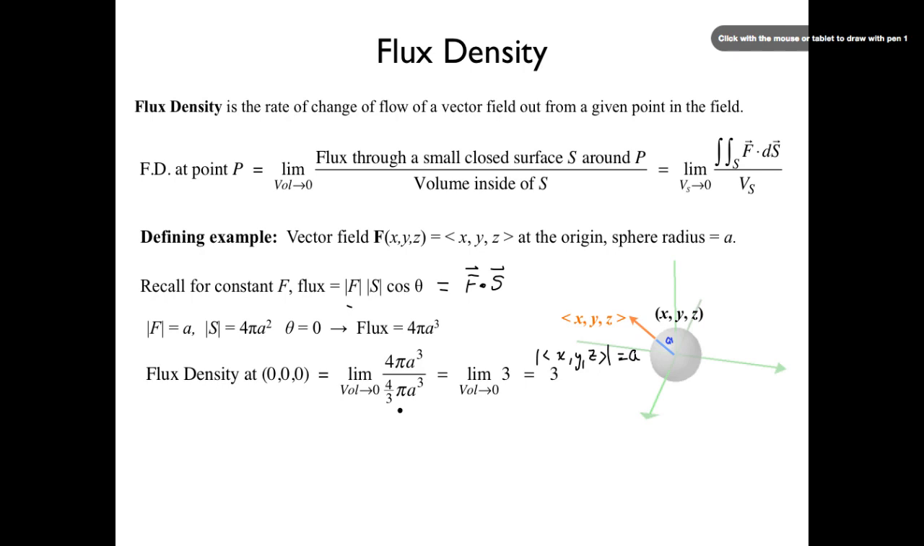And what do we get? We just get 3. We get the number 3. So it doesn't matter what the radius is. It could be a large sphere, or it could be a really, really small sphere. As you shrink the size of the sphere down to the point, the flux density just stays 3.